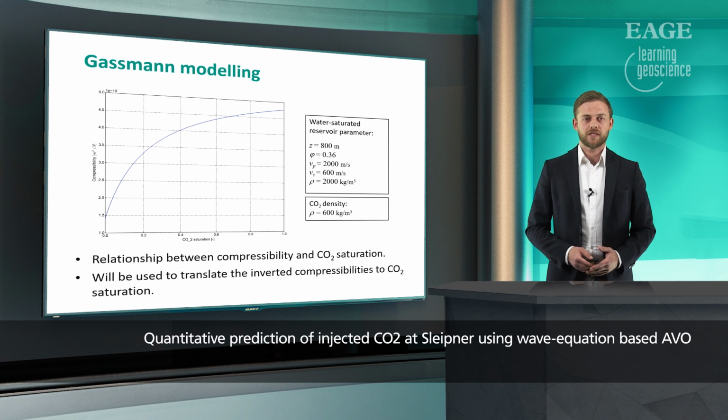The thing we are missing now is still a relationship between the compressibility and the CO2 saturation. And here we use Gassmann modeling, or the Gassmann equations. We have average properties in terms of porosity and the CO2 density. So the average porosity that we could find in the literature is 36%. The average CO2 density is around 600 kilograms per cubic meter. And using this information, we can then build this curve that you see. And the curve can then be used as a lookup table to convert every compressibility grid cell in the geobody into a CO2 saturation grid cell.